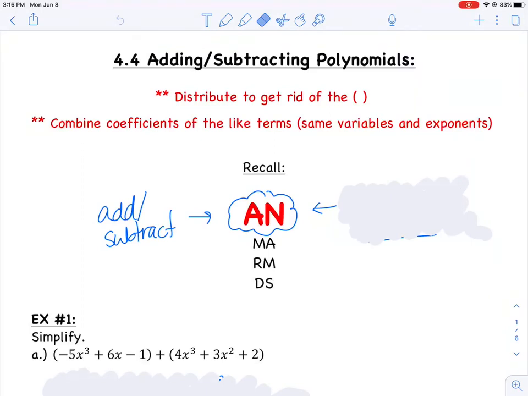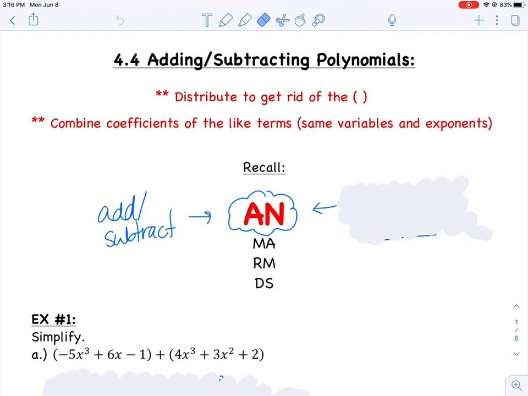All right, here's our first video in section 4.4 where we're going to be adding and subtracting polynomials. So hopefully you practiced section 4.3 on polynomials and combining like terms because we're going to be using that in this section. We're going to be taking multiple different polynomials and adding them together or subtracting them from each other. And so what we're going to do is distribute. We're going to multiply through by the number in front of the parentheses to get rid of the parentheses.